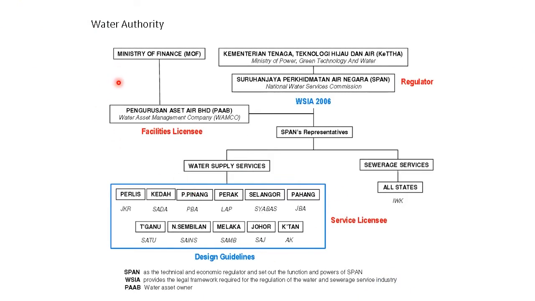In Semenanjung, Malaysia, the water authority is led by Kementerian Tenaga Teknologi Hijau dan Air, which is the Suruhanjaya Perkhidmatan Negara. It is the regulator. And it's also under the Ministry of Finance, where pengurusan aset air dan aset air sendirian berhad. And water supply service, as you can see here, it depends on the state, each state in Malaysia. And for sewerage services or state is IWK, Indah Water Consortium.